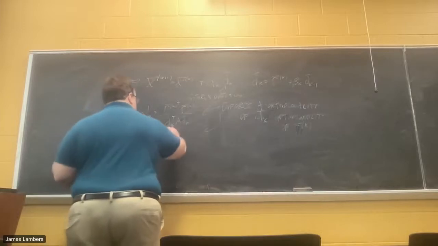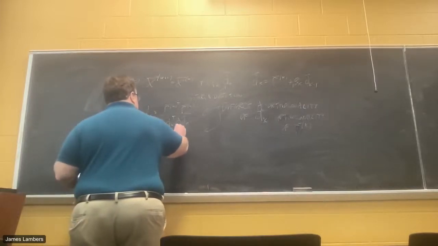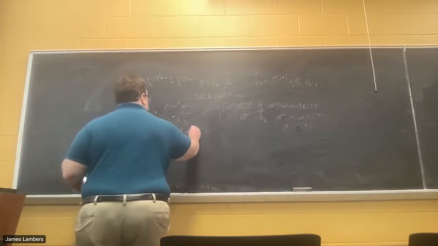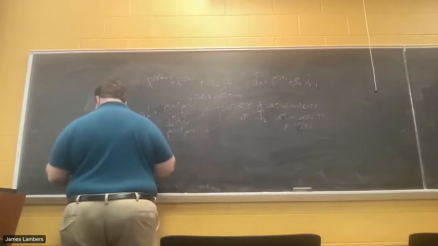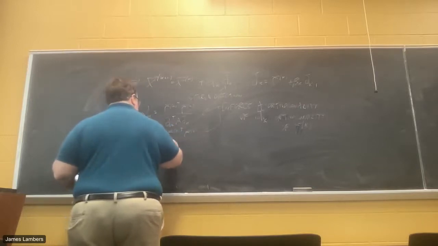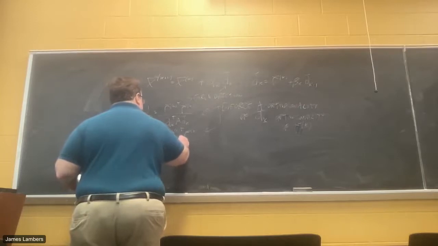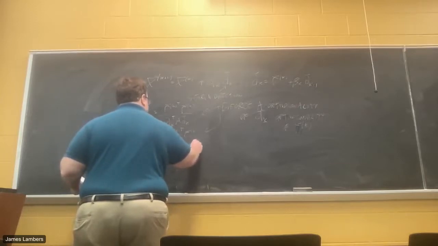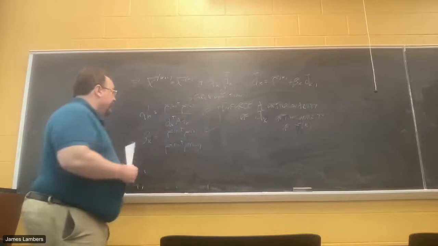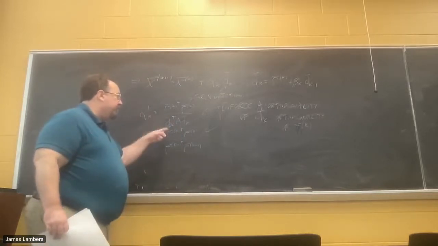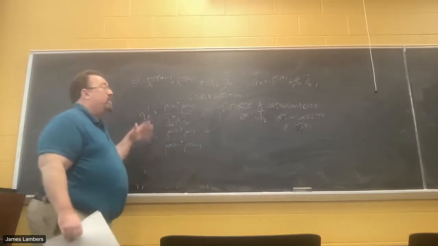So the formula for beta k is rk transpose rk over rk minus 1 transpose rk minus 1. So it's the norm squared of the current residual divided by the norm squared of the previous residual.